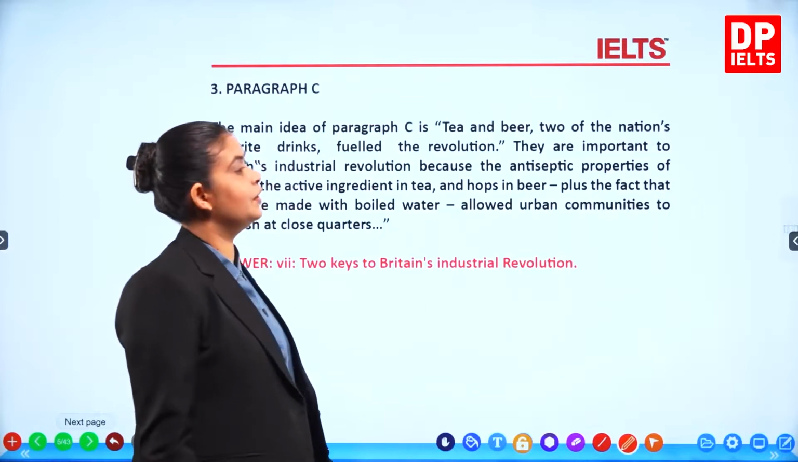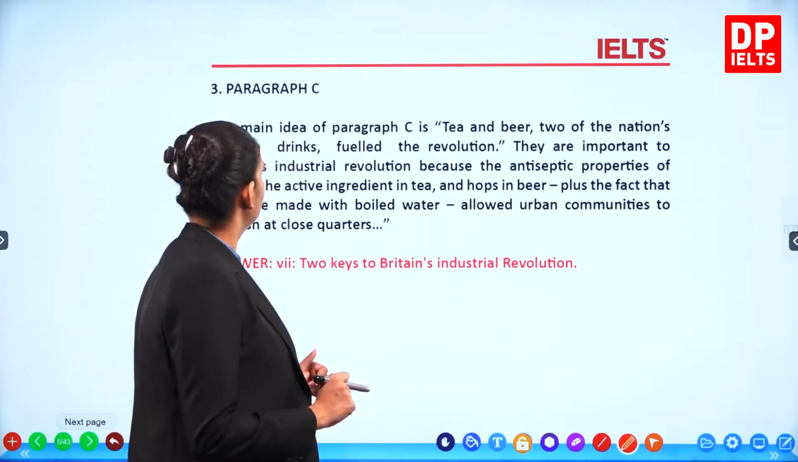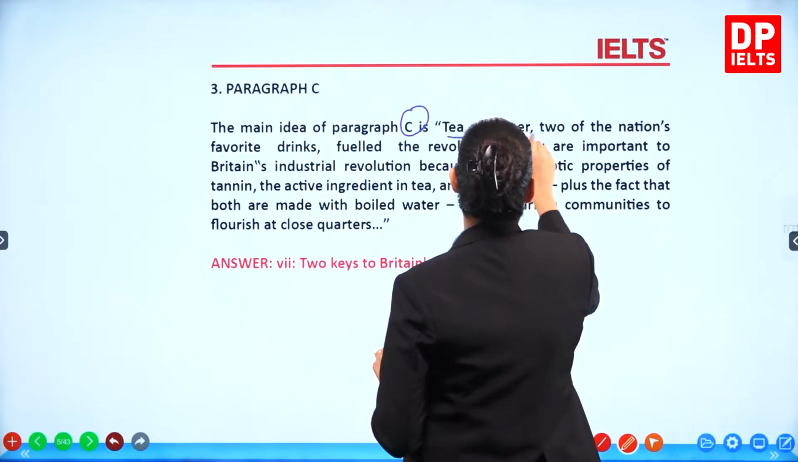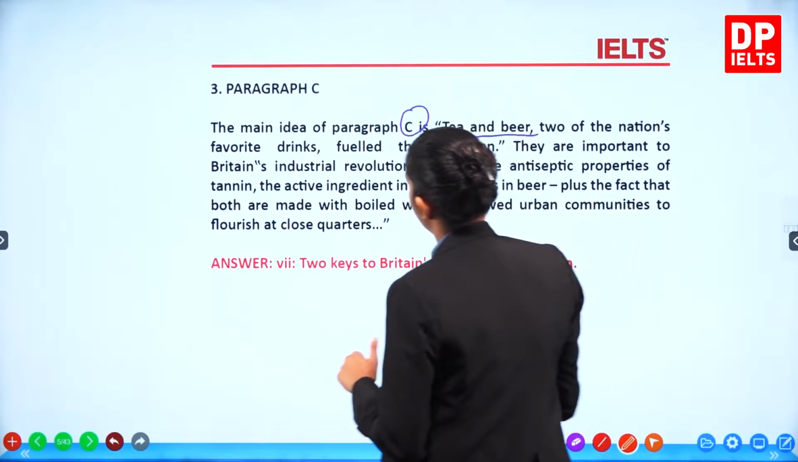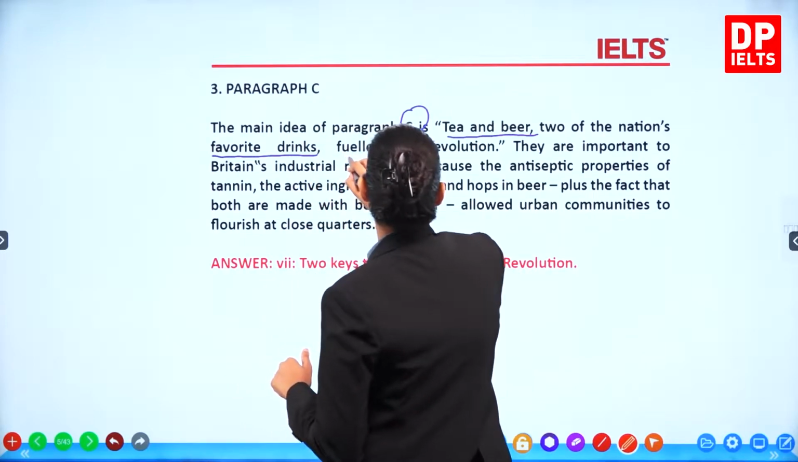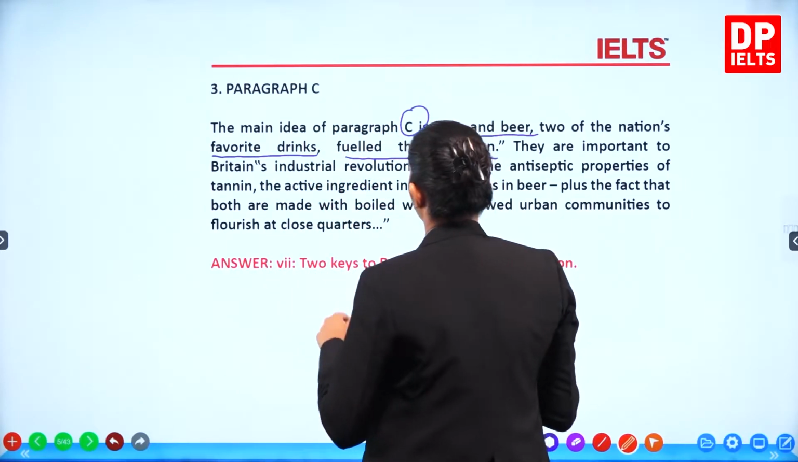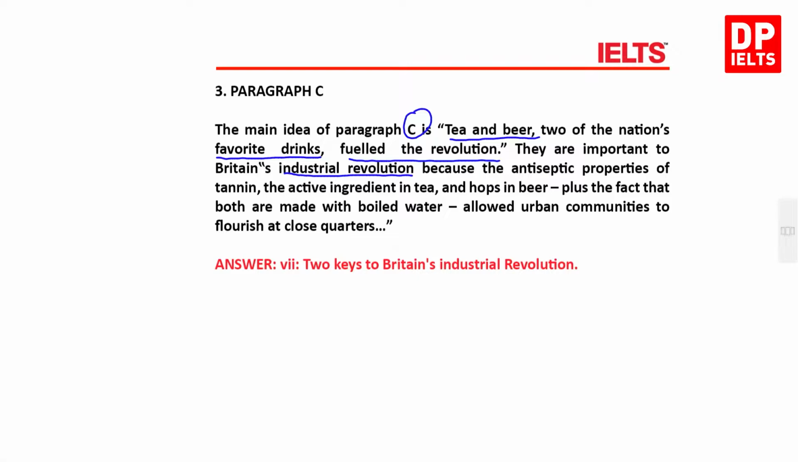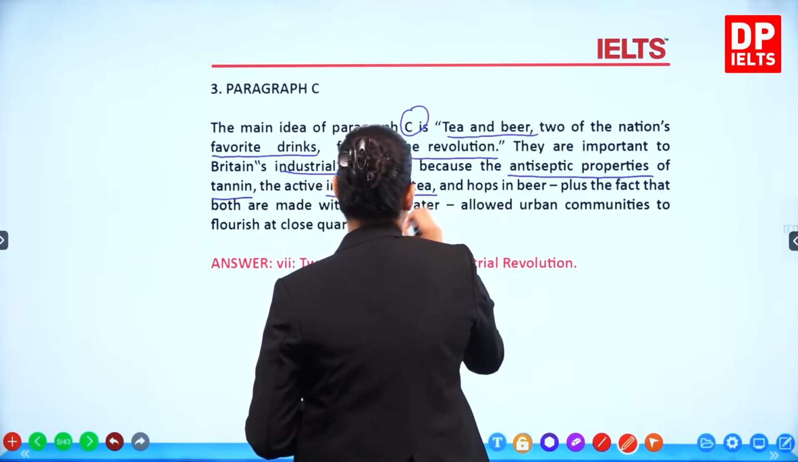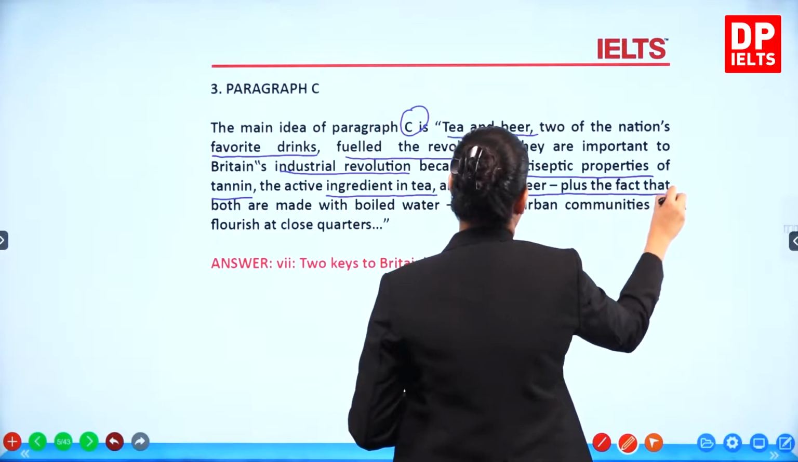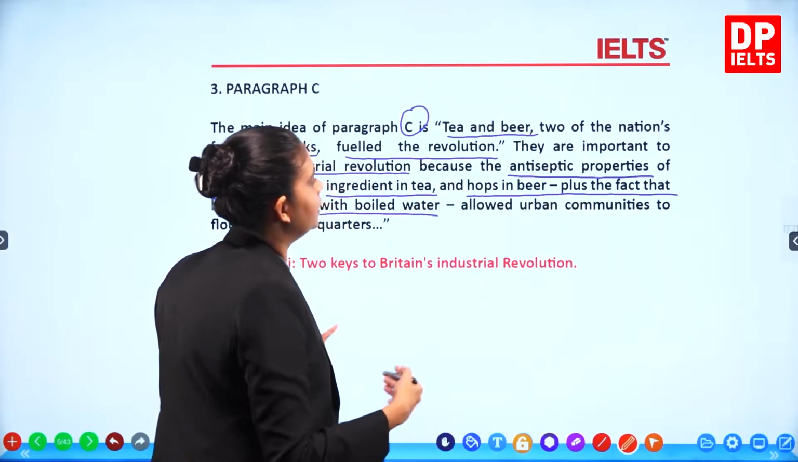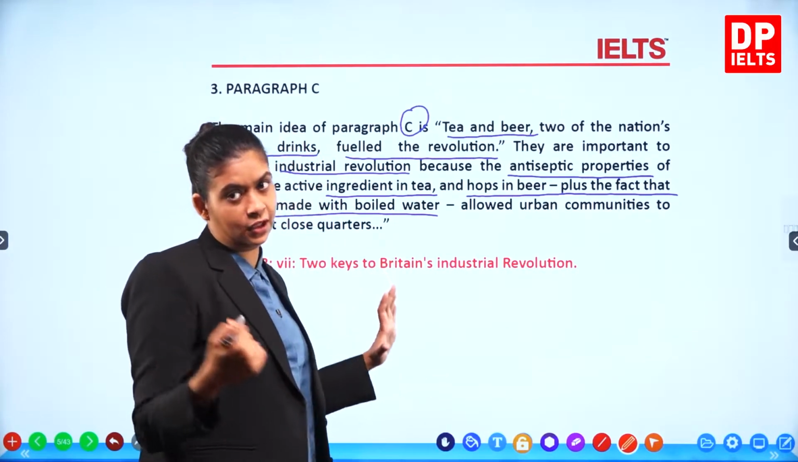Next one, paragraph C. Now, the main idea of para C is beer and tea. Two of the nation's favorite drinks fueled the revolution. They are important for Britain's industrial revolution. Why? Because of the antiseptic properties of tannin, the active ingredient in tea, and hops in beer, plus the fact that they are both made with boiled water. This allowed urban communities to flourish at close quarters, and it goes on.